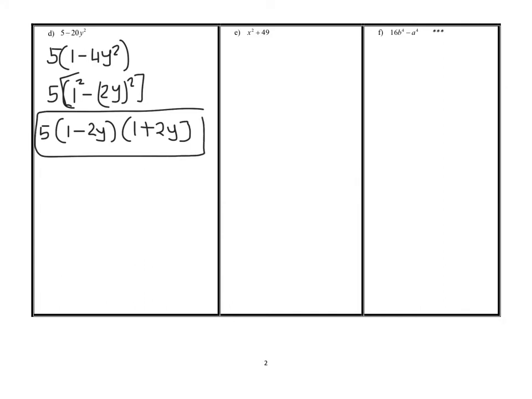Okay, go to the next one. So what's common? So I see it's perfect squares, but I see it's not a difference of two squares. So this one actually cannot be factored. So I'm going to say this is prime. Then I go to the next one.